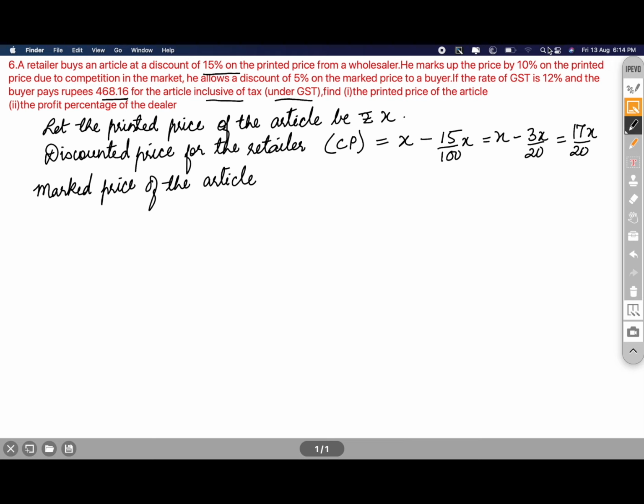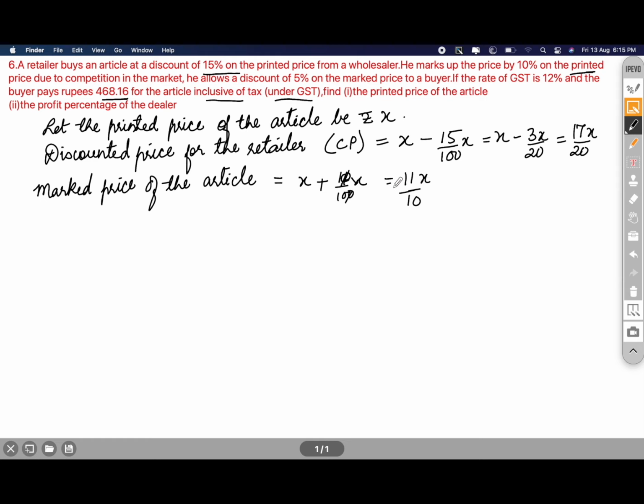Now the markup is on the printed price, right? Not on the discounted price, on the printed price. So here the marked price equals X plus 10% of X. This is equal to, we are cancelling 0 here, right? So this is equal to 11x by 10.